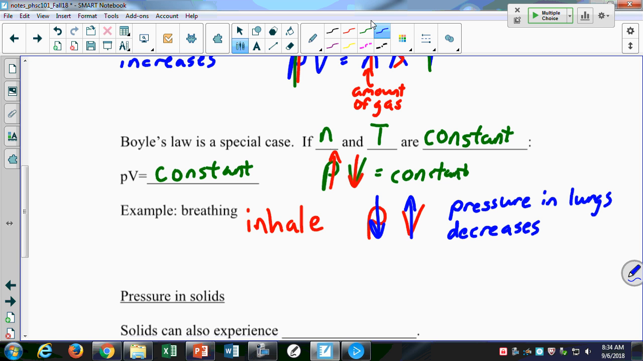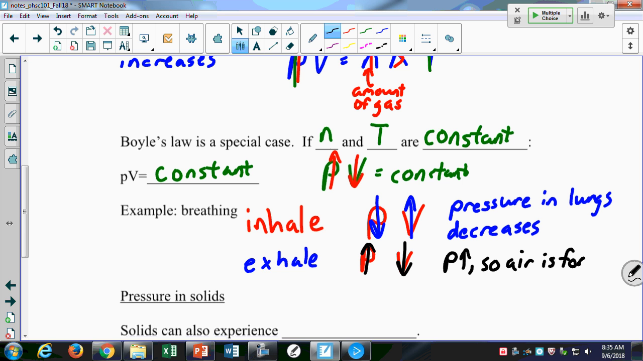Ideal gas law. Let's try a little experiment. This is kind of cool. So when you exhale, I have P and V. When I exhale, V decreases, and that means the pressure increases. Pressure goes up, so air is forced out of the lungs. You didn't know that Boyle's law governed the way that you breathe, did you?